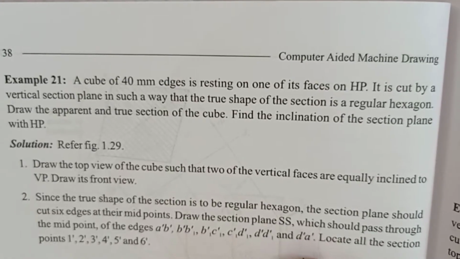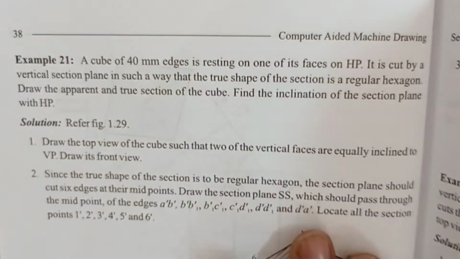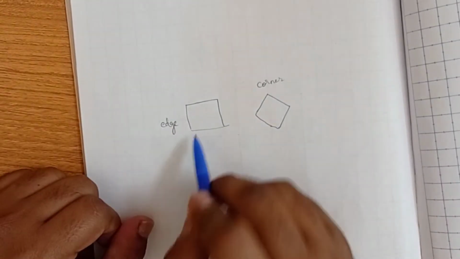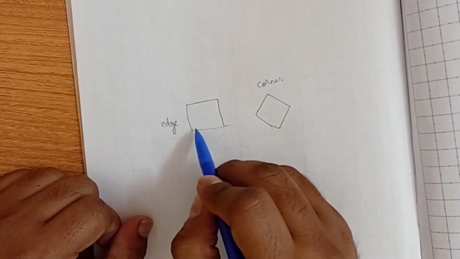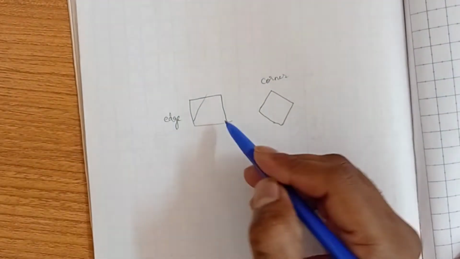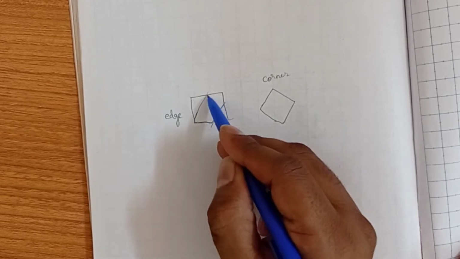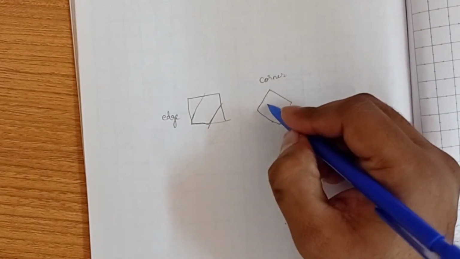Carefully read the question. The angle of inclination is not given. Instead, the hexagon is given. So how do we get the hexagon in a cube? First you have to find that out. If you draw with respect to the edge in the first position, you need to incline it to some inclination cut, and only then will you get the hexagon.